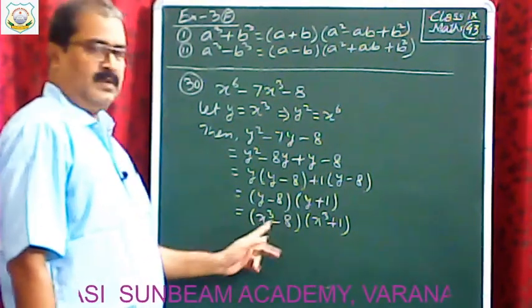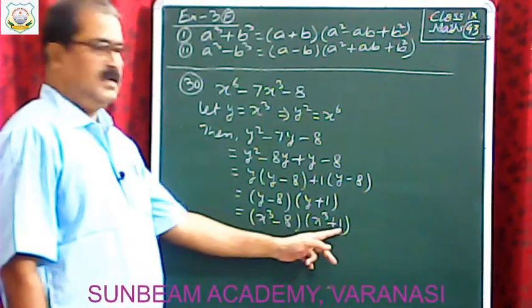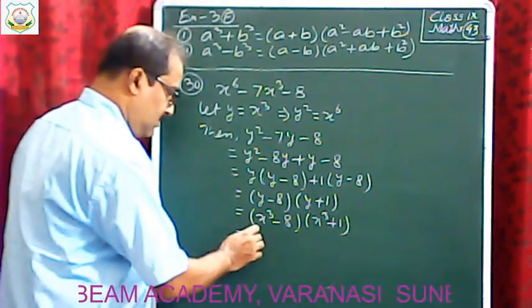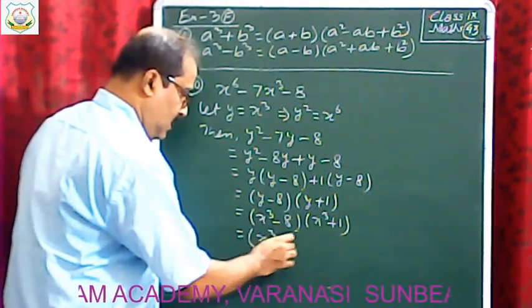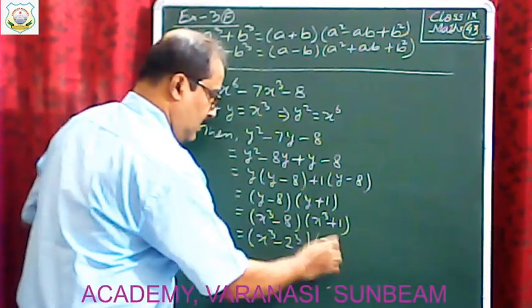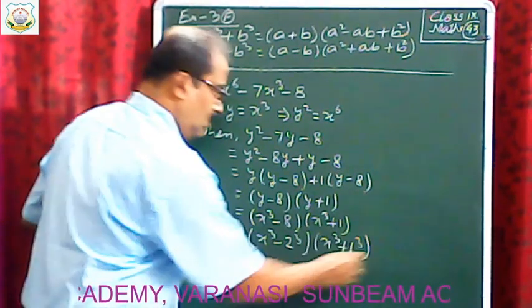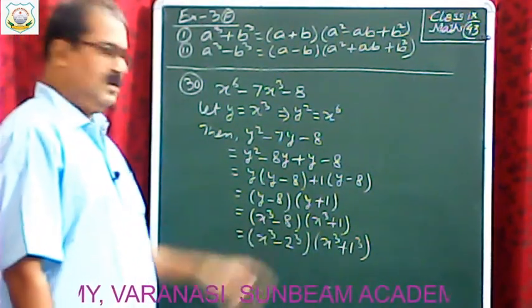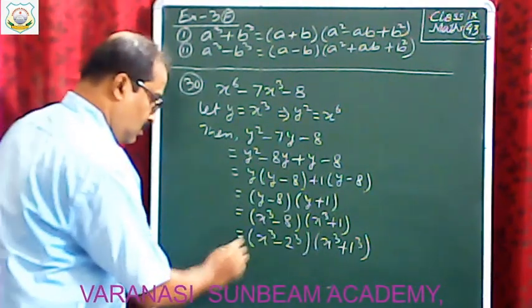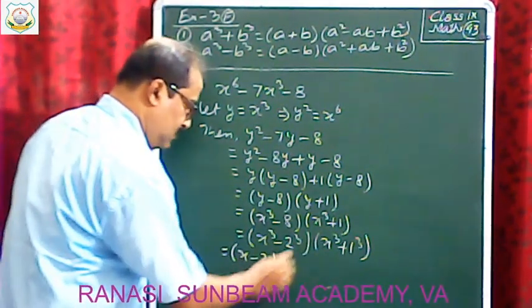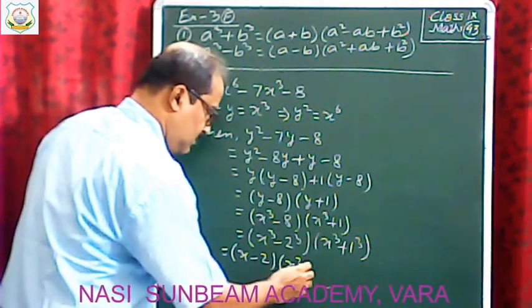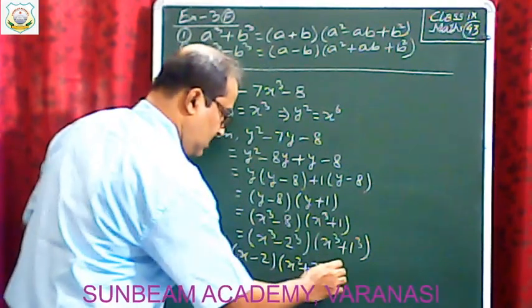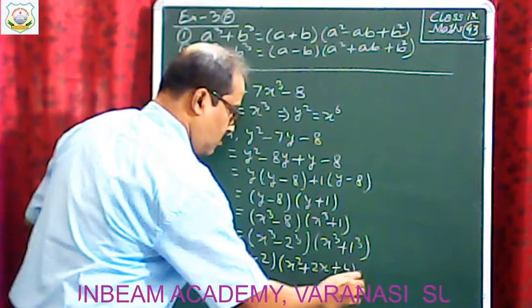x cube minus 8, both are perfect cube terms. x cube plus 1 also perfect cube terms. Again we have to express this as a cube minus b cube and a cube plus b cube. And thereafter, according to identity, a cube minus b cube, part of a is x and part of b is 2. That is equal to a minus b, x minus 2, a square x square plus ab 2 into x, 2x plus b square 2 square means 4.